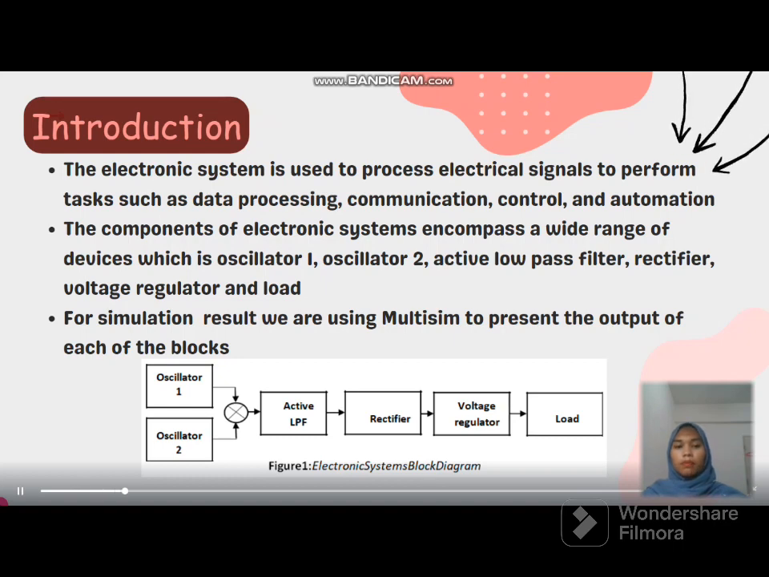Today, I and my friend will present about electronic system. So, introduction. The electronic system is used to process electrical signals to perform tasks such as data processing, communication, control, and automation. The components of electronic system encompass a wide range of devices, which are oscillator 1, oscillator 2, active low pass filter, rectifier, voltage regulator, and load. For simulation results, we are using Multisim to present the output of each block.